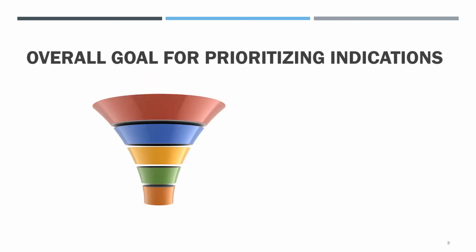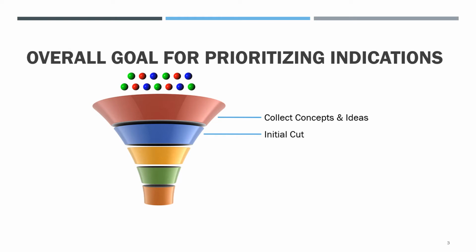The goal for prioritizing indications is to sort through all of the options to identify the lead indication that the team and companies will support for further development. The process starts with collecting all the concepts and ideas together. Then, an initial cut is made by throwing out options that have obvious limitations.